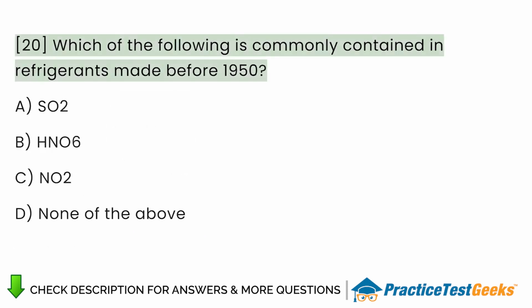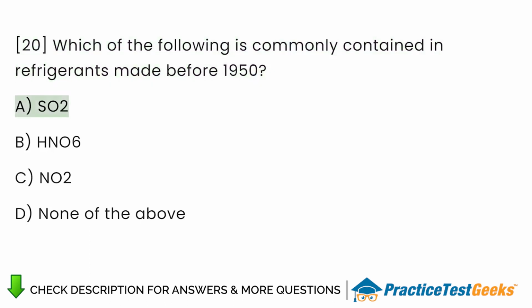Which of the following is commonly contained in refrigerants made before 1950? A. SO2. B. HNO6. C. NO2. D. None of the above.